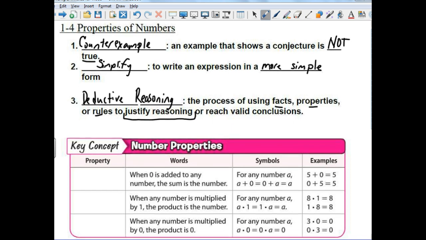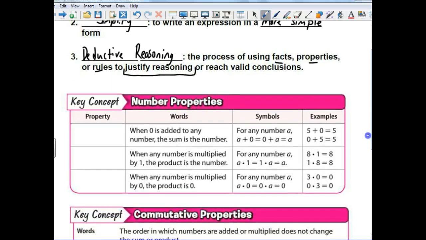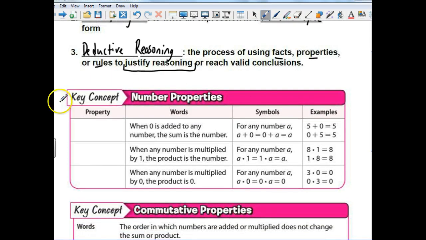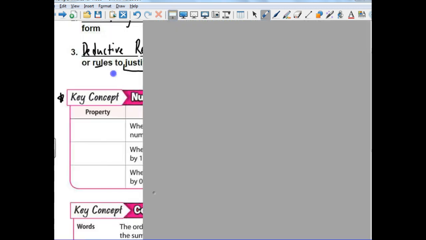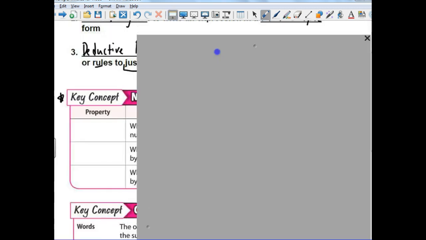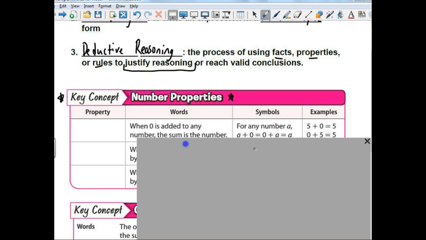That's deductive reasoning. And really what I want you to experience the next couple of days are these number properties. So we are going to be filling in some blanks here based on these properties that are written right there. So to help out a little bit, I'm going to turn my shade on here so we can focus on one thing at a time. Here is the first one. We're going to fill this property in right here.